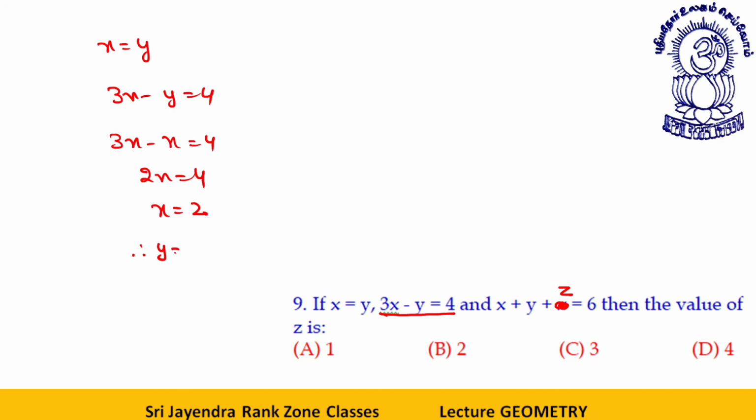One thing is done. x is equal to 2. Therefore, y is equal to 2. x plus y plus z is equal to 6. Easy question. x is 2, y is 2, z you have to determine. Therefore, z is equal to 2. This is your answer. Option B. Okay, dear students, so far clear?